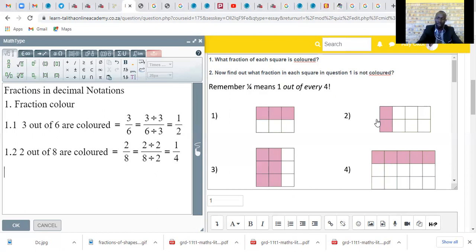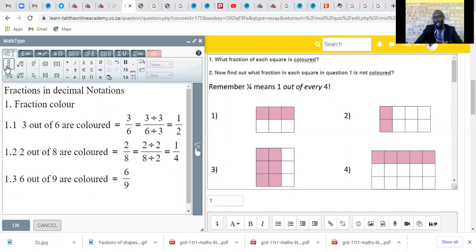Then in the next one, we want to look at what is given to us. Now notice that we have 1, 2, 3, 4, 5, 6 squares colored. And so we write 6 out of what? Well, we count again, 1, 2, 3, 4, 5, 6, 7, 8, 9. 6 out of 9 squares are colored. And so in fractional notation, this one will give us 6 out of 9 have been colored.